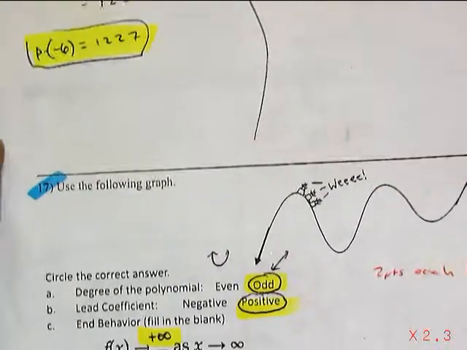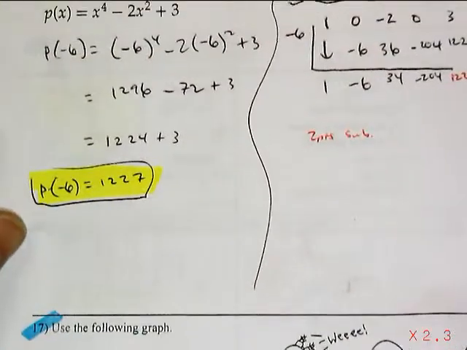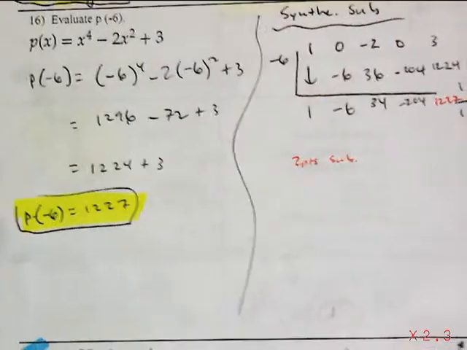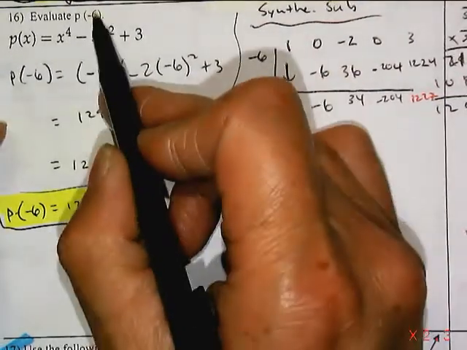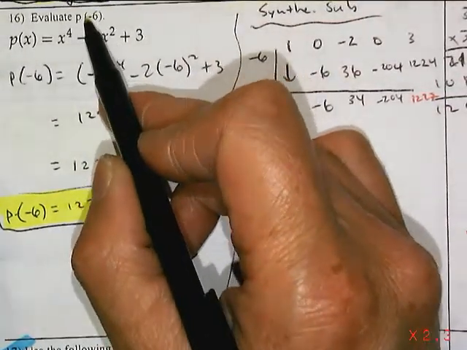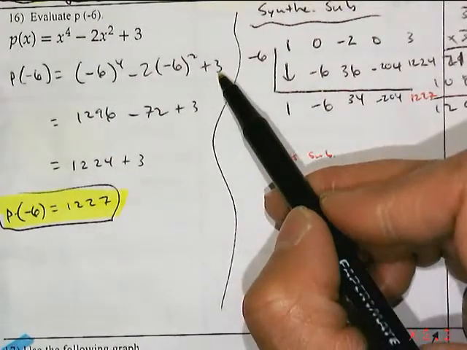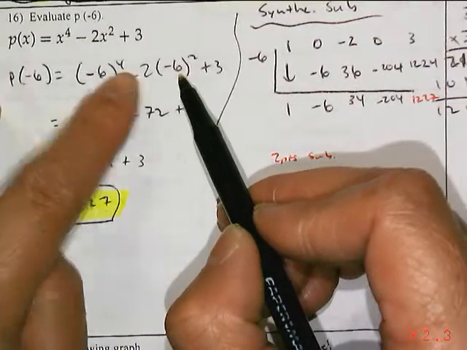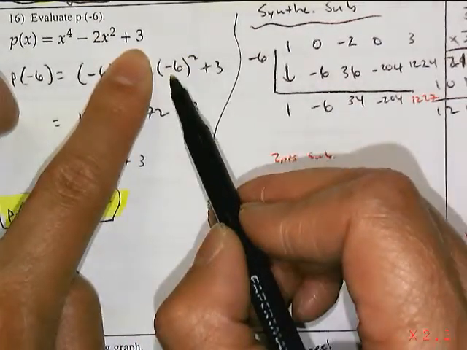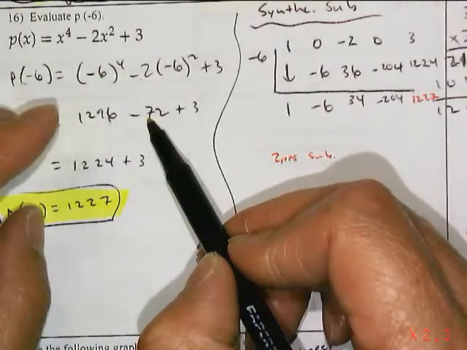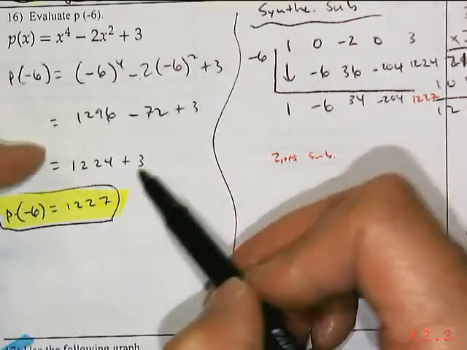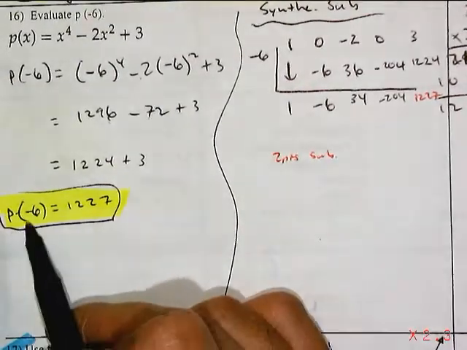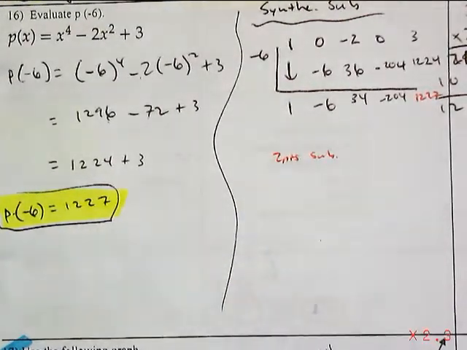Question number 16. You need to evaluate. That's one clue. The word evaluate just means to take this number and substitute it in. Plug and chug is a common word for students. So there's my direct substitution. -6 to the 4th power is 1296. This one here, order of operations, that would be 36 times -2 is -72 plus 3. And you'll get your answer: P of -6 is 1227.